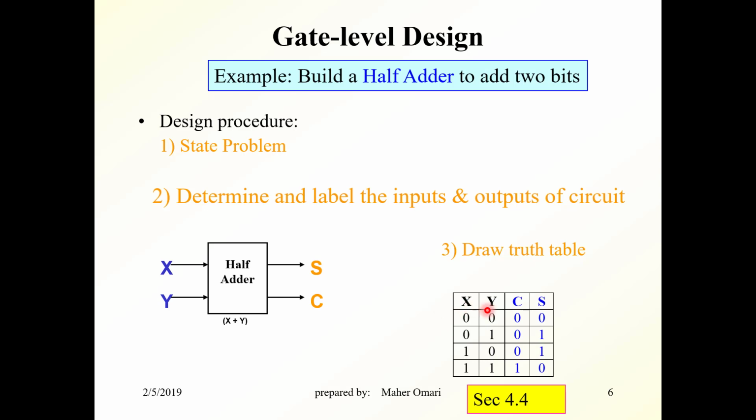These are the inputs X and Y, and these are all the possible combinations of the inputs. Now, if the inputs are 0, 0, and you want to add them, the sum is 0 and there is no carry. If you add these two numbers, you will get the sum 1 and the carry is 0. Adding these two numbers will get the sum 1, and the carry is 0. Adding these two numbers will get the sum 0, and the carry equal to 1.